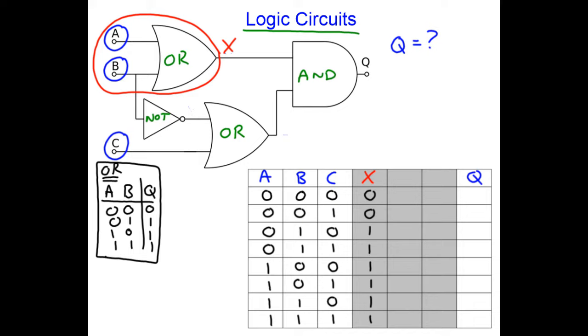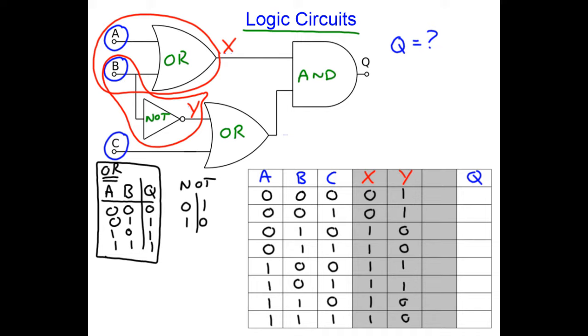Now I'm going to add another intermediate column. I'm going to call this point here the letter Y. It's the output from the NOT gate. So Y is the NOT gate function of only input B. It's just B which has come along through the NOT gate. So all I need to do is write down what a NOT gate does: 0, 1, 1, 0. So we'll take column B and write it out. B is 0, so Y is 1. B is 0, Y is 1. 1 becomes 0, 0. 0, 0 becomes 1, 1. 1, 1 becomes 0, 0.